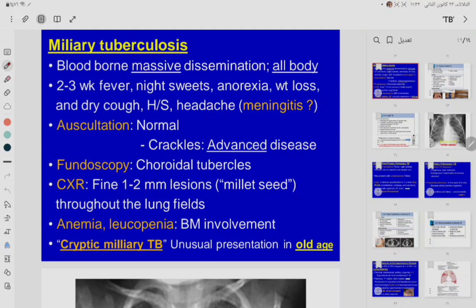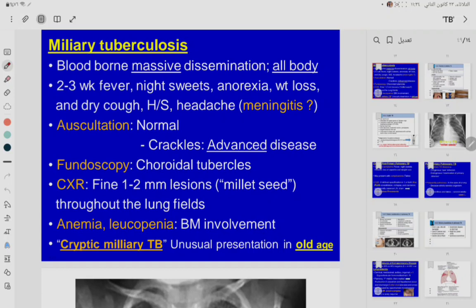Crackles in advanced disease. Fundoscopy shows choroidal tubercles, that's what we are talking about when there is a miliary TB that might spread, and the tubercles, granulomas, might be seen by fundoscopy in the posterior chamber of the eye. Chest X-ray shows fine 1 to 2 millimeter lesions, like millet seeds, like sesame, scattered over the chest. Anemia, leukopenia: when there is hematogenous spread, there will be bone marrow involvement and suppression.